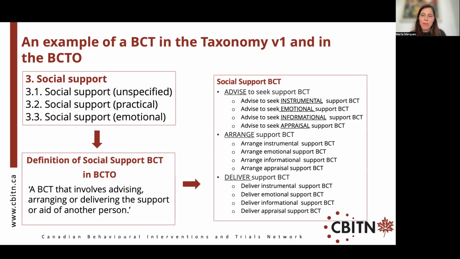If you look at them, it can sound very complex, but they are actually similar in terms of 3 areas. So one is advise, one is arrange, and one is deliver. So one is advise the person to seek social support. The other one is arrange support for the person or group. And the other one is delivering the support. And then within each of them, we have 4 types of support: instrumental, emotional, informational, and appraisal.